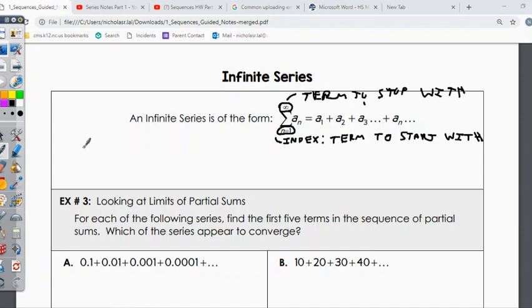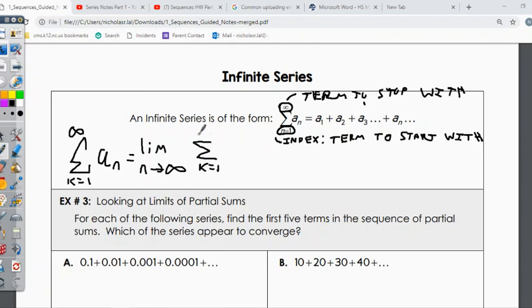All right? A couple of notation points. So if you have an infinite series where your index is 1, your stopping number is infinity, of let's say just any term an, then the limit as n approaches infinity of the series where k is equal to 1 for the number of terms in the series.